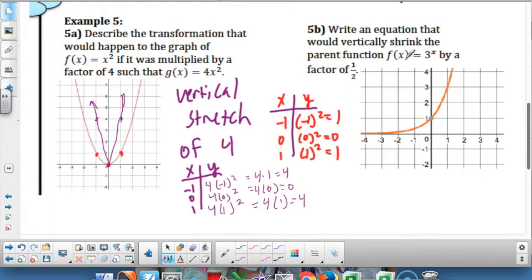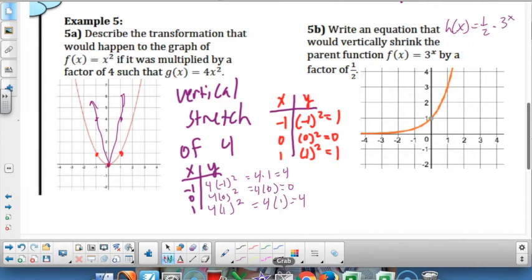All right, this one, it wants us to write an equation that would vertically shrink it by a factor of 1/2. So my function is 3 to the x. I want to vertically shrink it by a factor of 1/2. So that is going to be, let's say h of x equals 1/2 times 3 to the x.